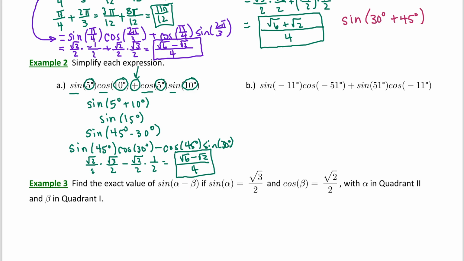Let's try example B. Looking at the pattern, we have sine, cosine. We can just simply reverse those and then we'll have the order cosine, sine. Also, we can evaluate these negatives in the argument using our even and odd identities. So let's work on both of those things. Because sine is odd, sine of negative 11 degrees can be written as negative sine of 11 degrees. Because cosine is even, cosine of negative 51 can be written as cosine of 51 degrees. Sine of 51, no change necessary there. Cosine of negative 11 can be written cosine of positive 11, since cosine is even.